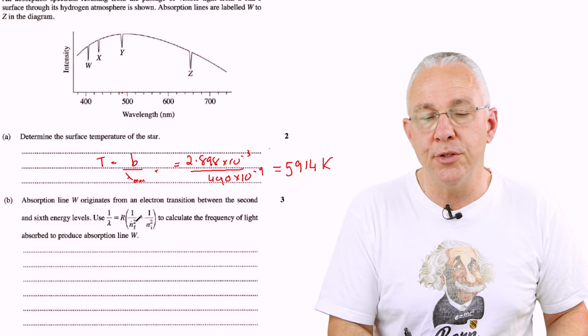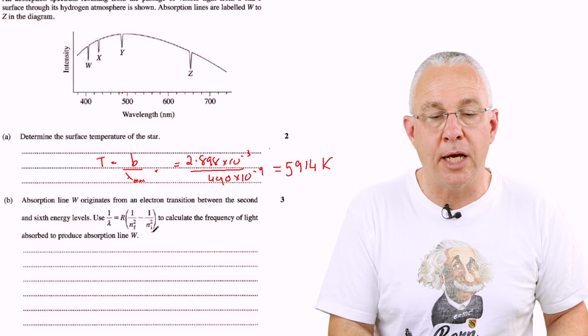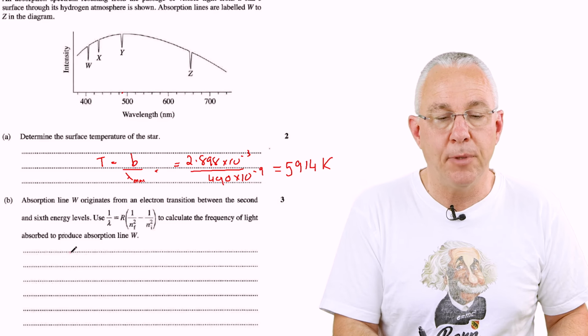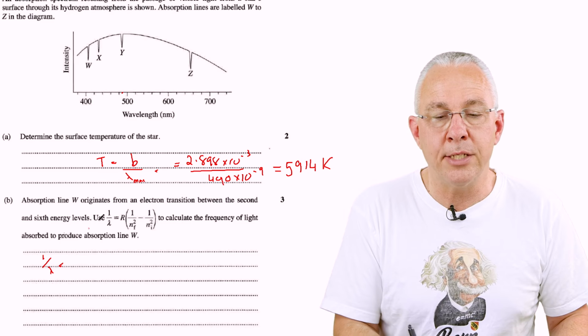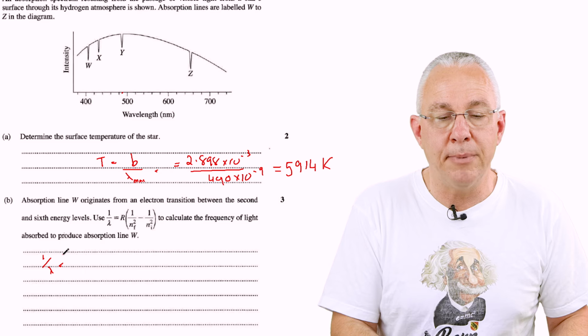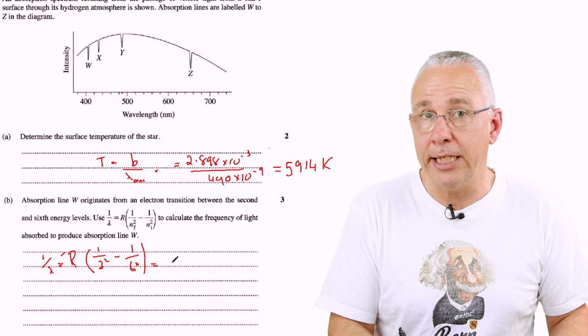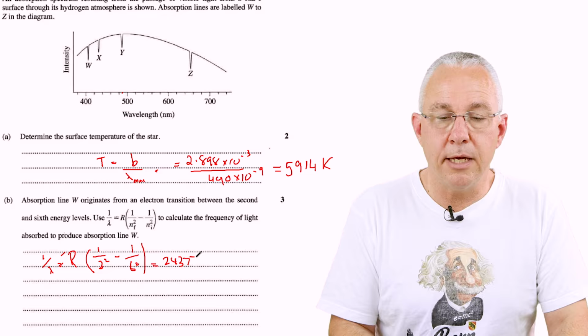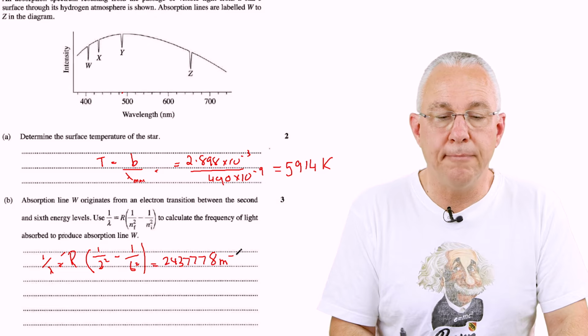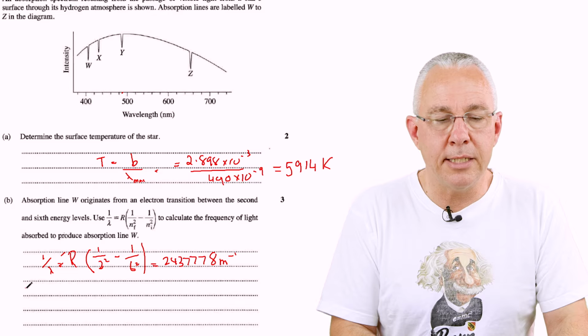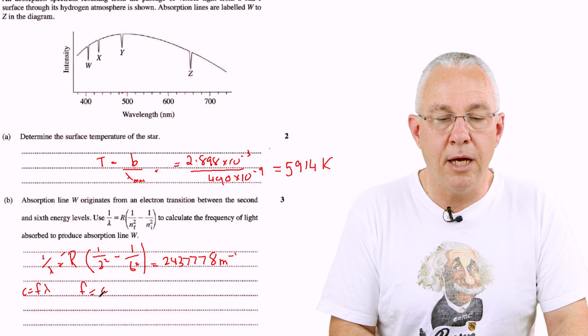Part B. We've got the absorption line W originates from an electron transition between the 2nd and 6th energy levels, and we have to use the Rydberg formula to calculate the frequency of the light absorbed to produce the absorption line. Well, first of all, we need to know that when we work out 1 over the wavelength, we can now substitute in our values, and so what we end up getting is it's equal to the Rydberg constant multiplied by 1 over 2 squared minus 1 over 6 squared. Now when you calculate that out, you're going to get 2437778 per meter. But if we remember that our c is equal to f lambda, then f is equal to c over lambda.